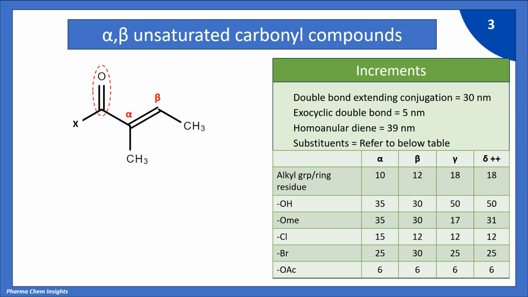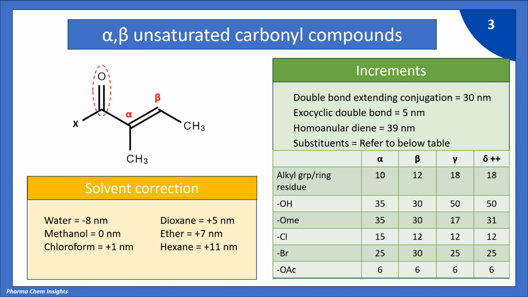Also, generally the sample solution is prepared in ethanol as a solvent, but if there are any other solvents, then we have solvent correction values. So let us see now with the examples how to calculate the lambda max for these compounds.